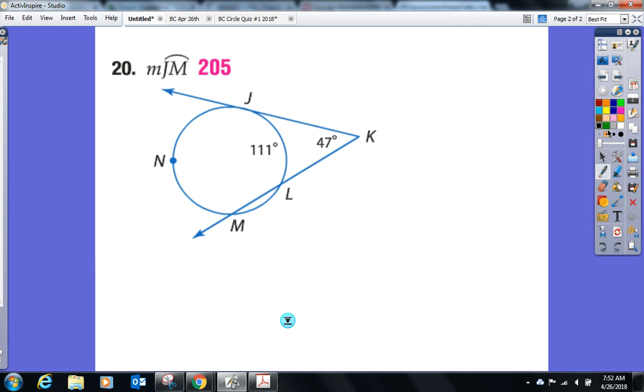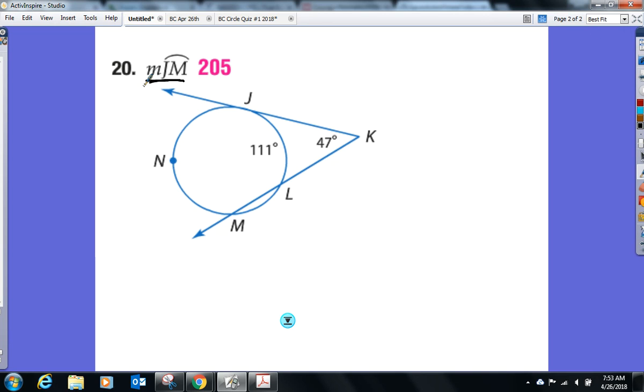Okay, here's the deal with 20. Take a look. It wants me to find arc JM. I'm assuming that's this arc JM, because this arc going this way. I don't know. That's a good question. They should have put a label. You didn't know which JM? So you assumed it was this one right here? Yeah. Okay, that's what I would assume too.